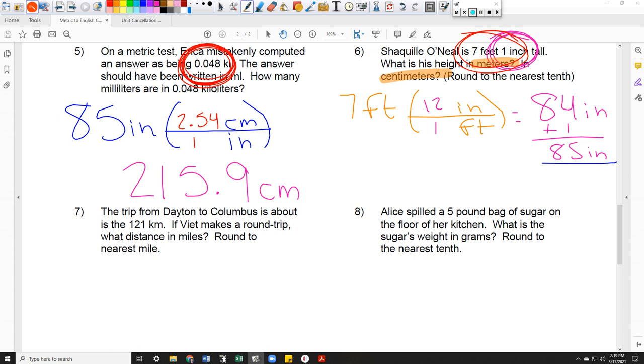How many significant figures are in this number? So what would the answer be in 2 significant figures? Does everyone agree? 220. Okay.